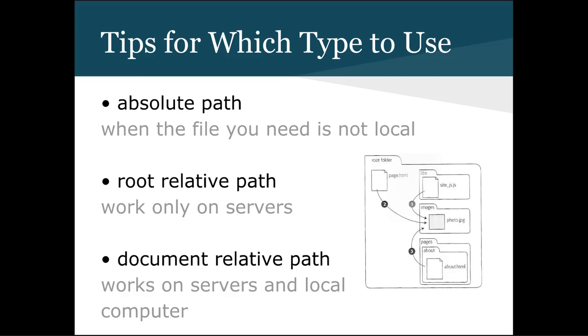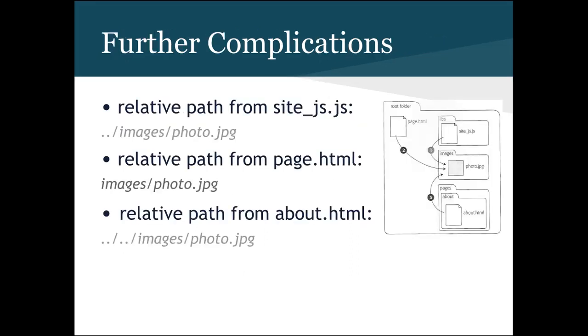For example, the about.html file is in a pages folder. In order for it to access the site_js.js file, it needs to do the following: ../libs/site_js.js. This tells the about page that the path needs to climb out of the pages folder, go back to the root, then go into the libs folder, then find the site_js.js file within. Further complications. What happens when you define a path in your external JavaScript file?